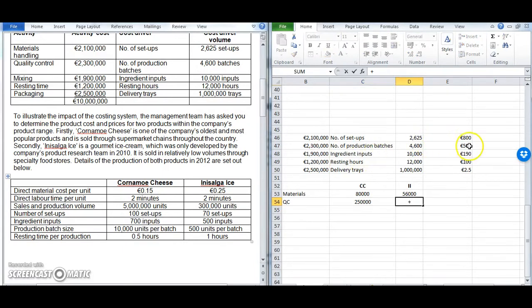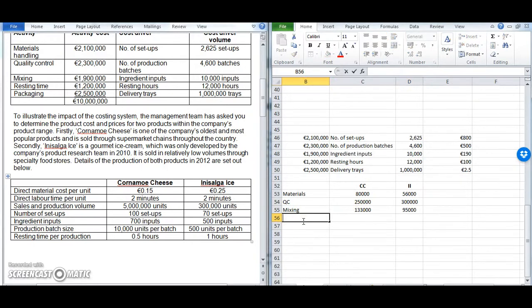Likewise for Insalaga ice, it's the 500 of cost per batch times, you know, there's 300,000 units and only 500 units per batch, so very small batch runs that are made here. So that means there's actually 600 batches here. So they actually get allocated more than the high volume product. Okay, so that's two allocated. The next one then is mixing. Same approach again. The number of ingredients, it's €190 per ingredient or input. In the cheese we have 700, and in the ice product we have 500. So relatively straightforward.